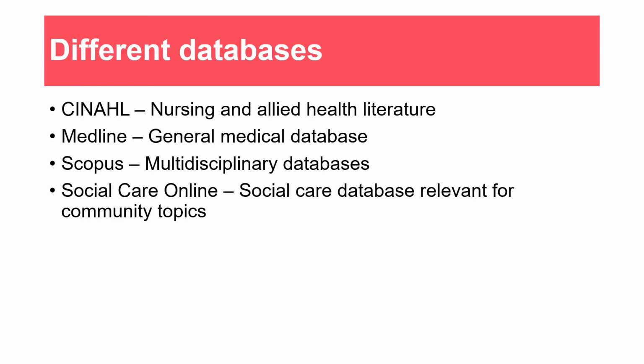CINAHL and Medline are searched the same way, they're on the same EBSCO interface, so if you can search CINAHL, you can search Medline. Scopus is a multidisciplinary database, and I'll show you my search in that in a moment. And Social Care Online is provided by the Social Care Institute of Excellence, and it's really useful for community-related topics.